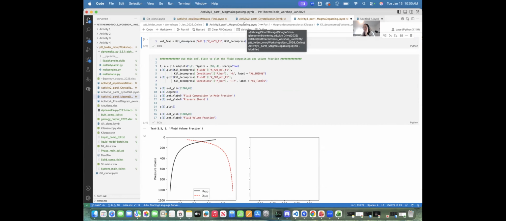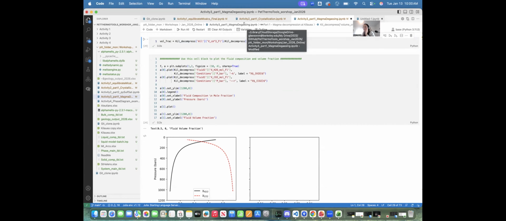Where that will differ is if you're doing equilibrium crystallization, or I guess if we're keeping crystals around versus not keeping crystals around. So there are a few ways to do this. They should all return more or less the same answer for this system, where there's not a lot of crystals forming.